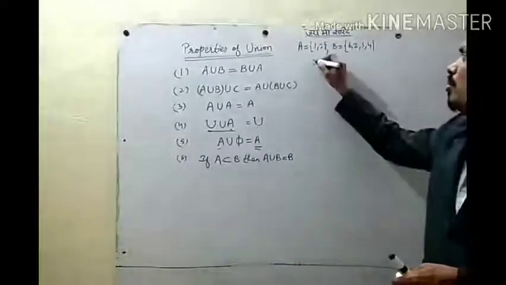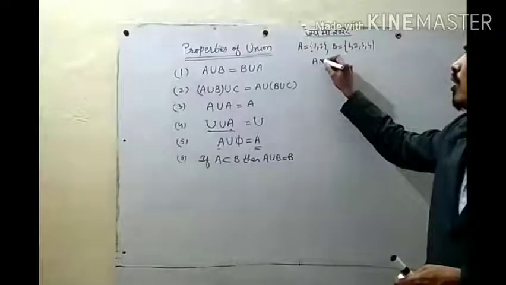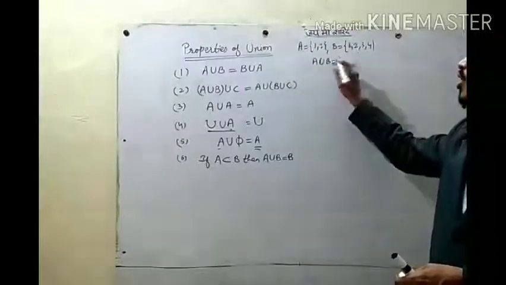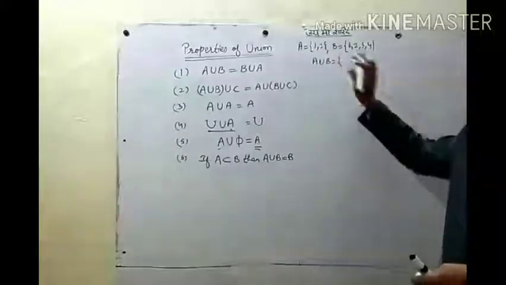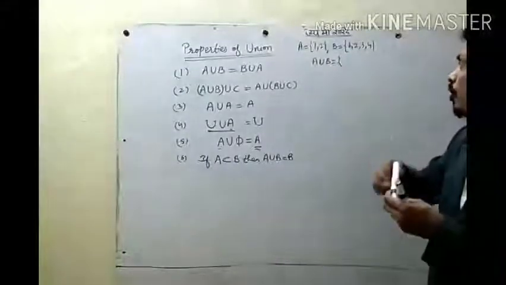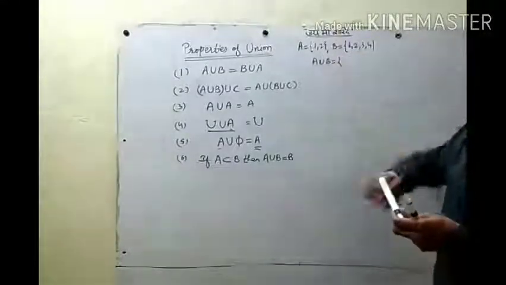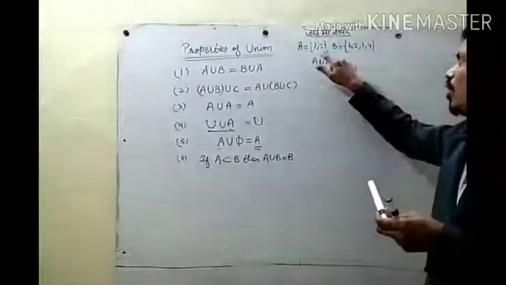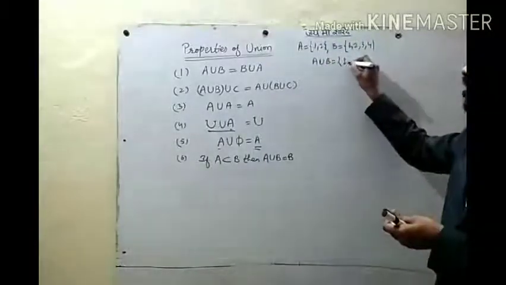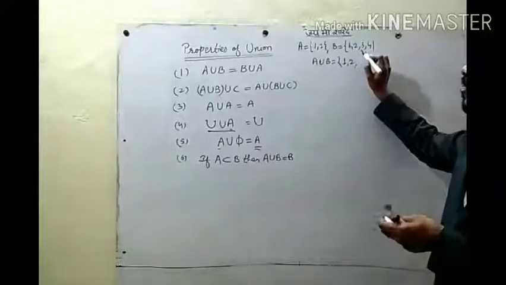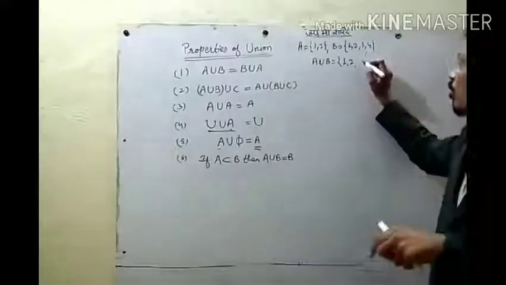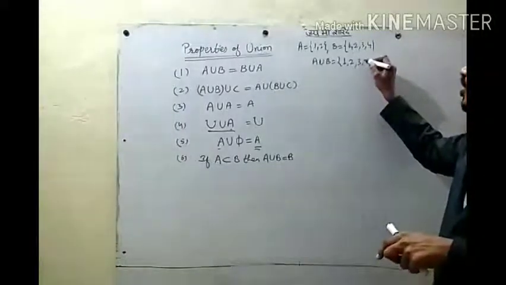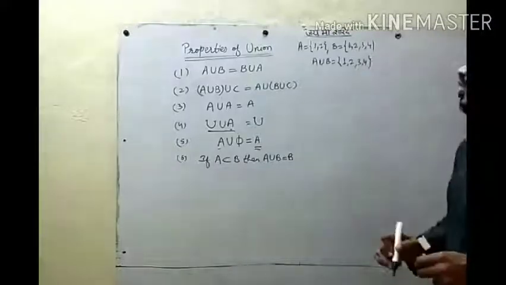Now what is A union B? All the elements of A and B will come in this. What is union? Set of all the elements which are in A or in B, means the elements of A, the elements of B. But which elements are in both? Only once you can write. So A union B is 1, 2, 3, 4.